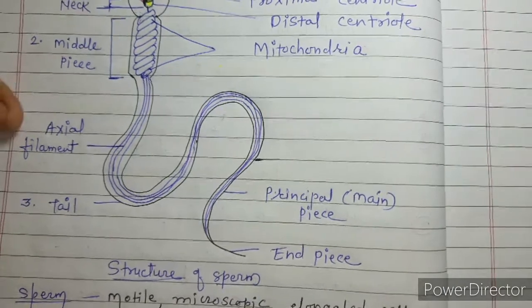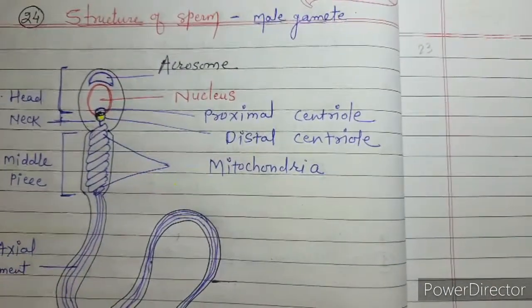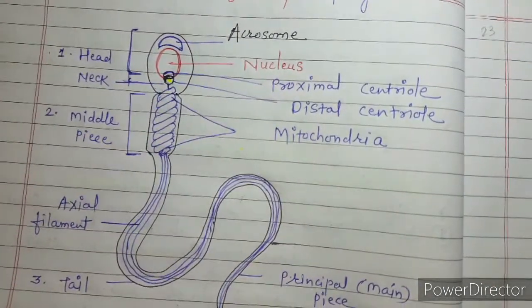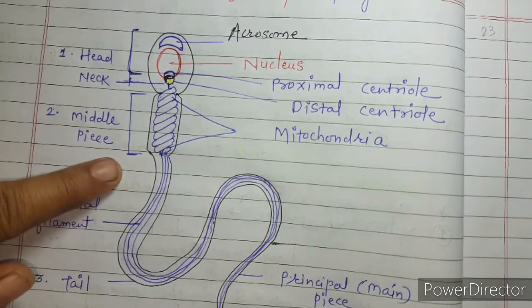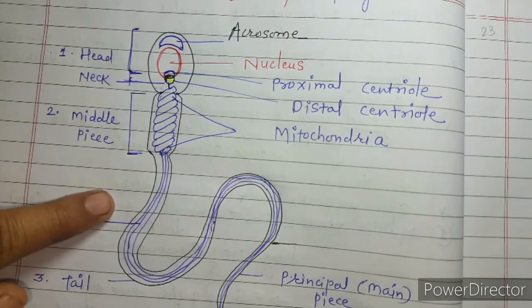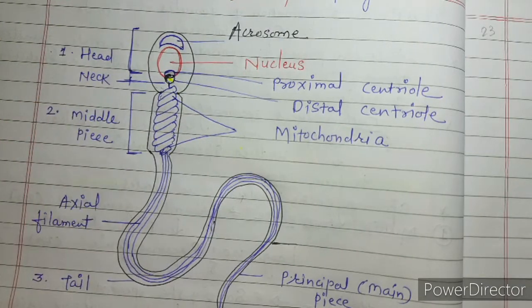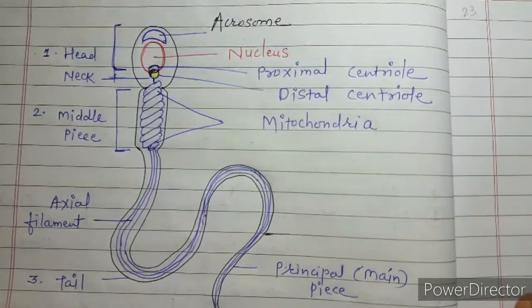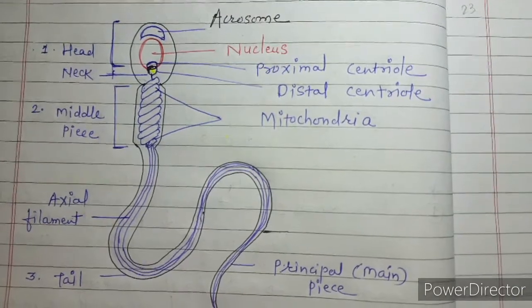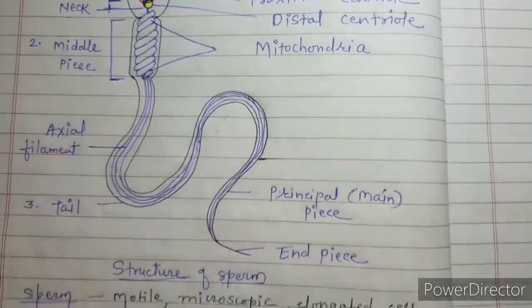Okay students, so this is about the structure of the male gamete. This diagram may be asked in the examination: sketch and label the sperm. Okay students, so here we complete the structure of the sperm. In the next period, we will study the process of oogenesis and the structure of the ovum.